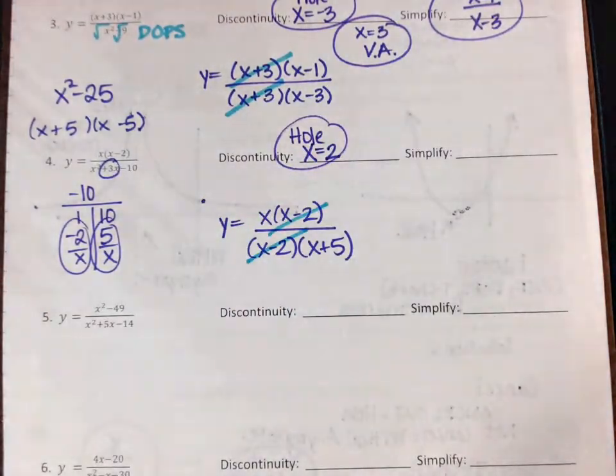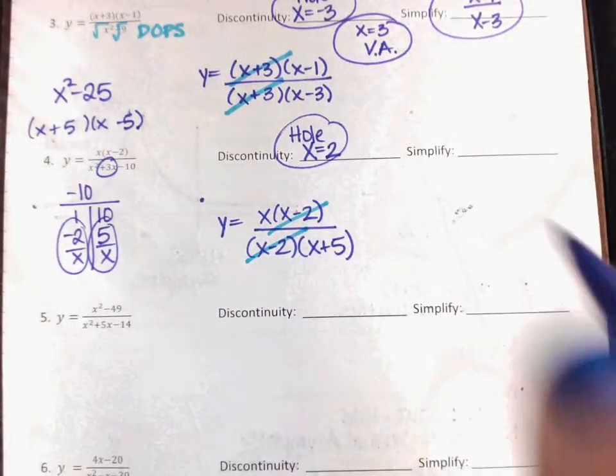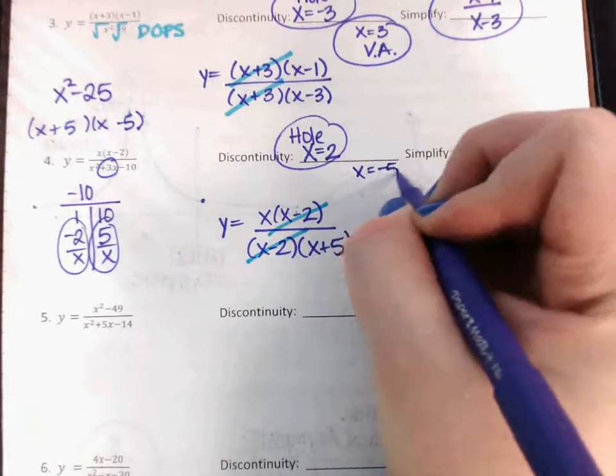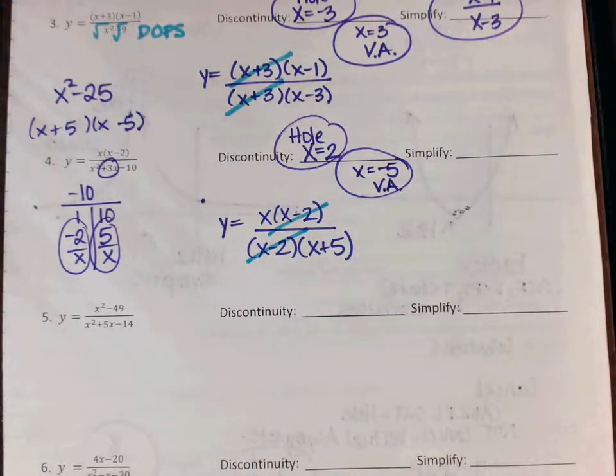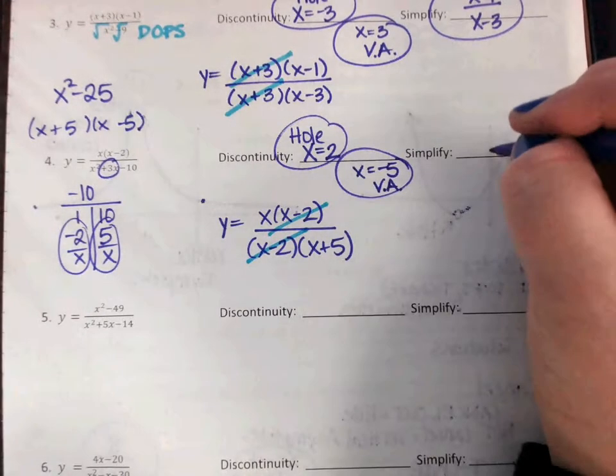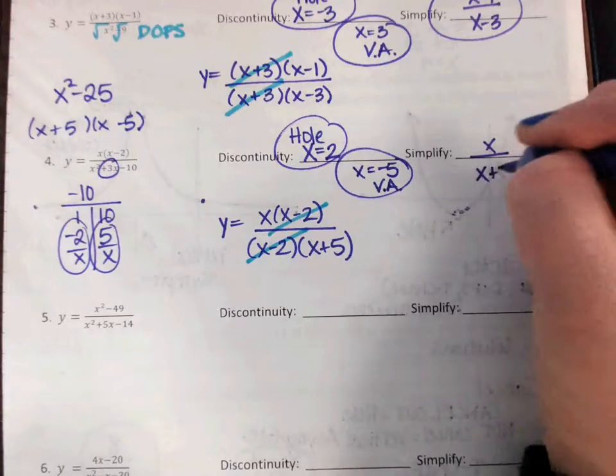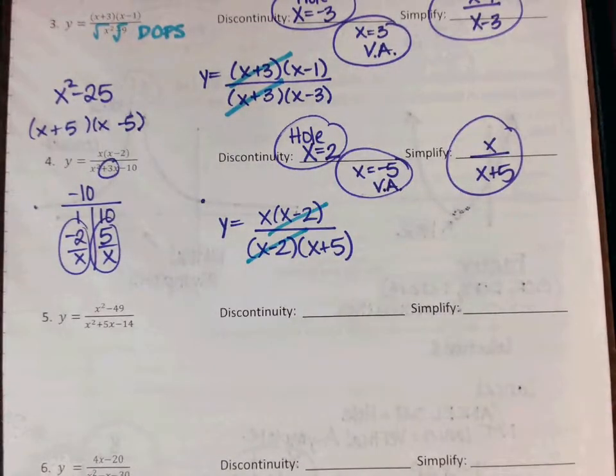And then my asymptote's what's left over on the bottom. So if it's a plus 5, my asymptote's at negative 5. And then for your simplify, you just put whatever's left over. So I have an x left over on top. I have an x plus 5 left over on bottom. And that'd be your answer. Make sense?